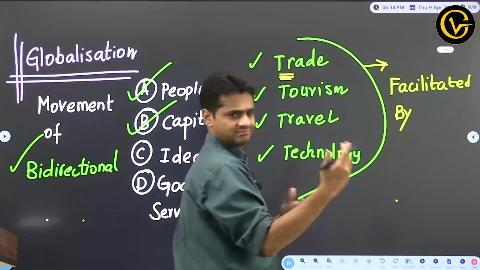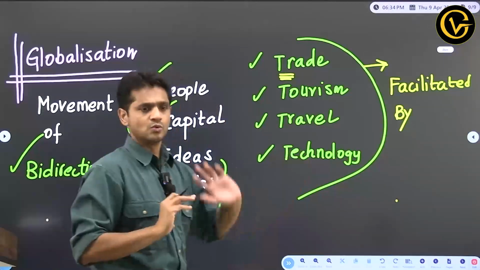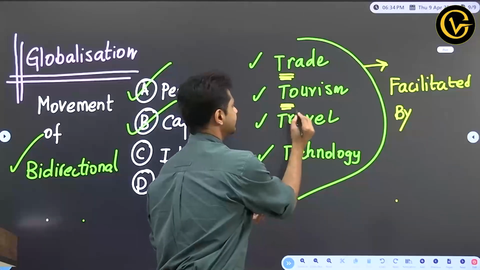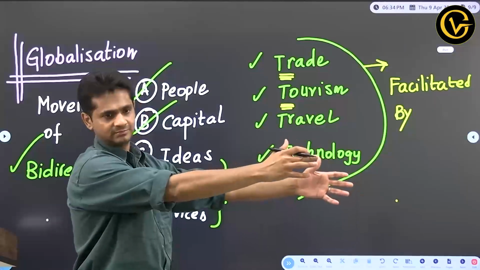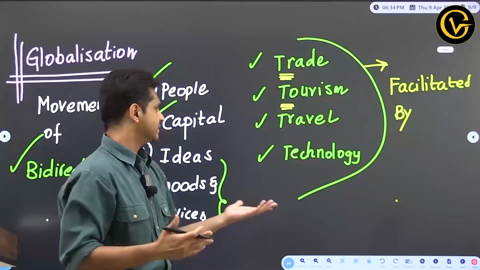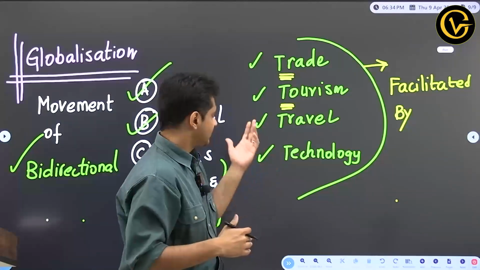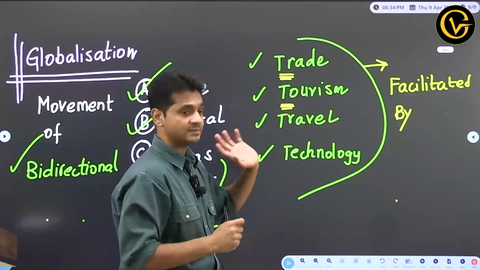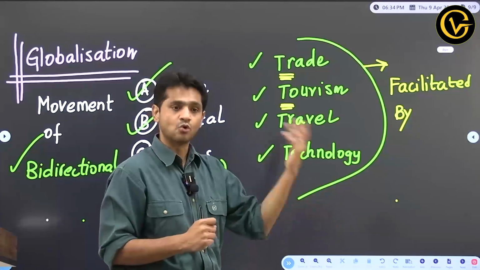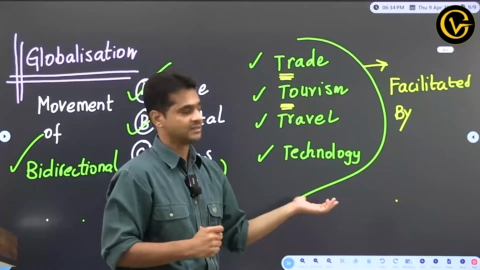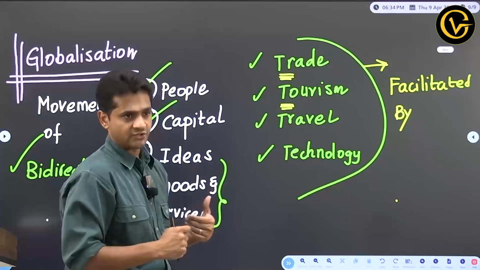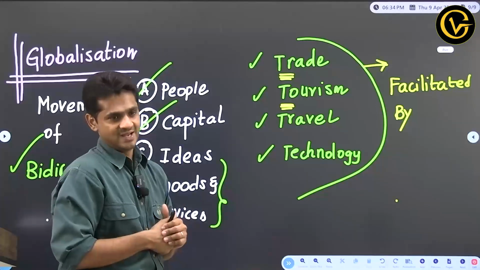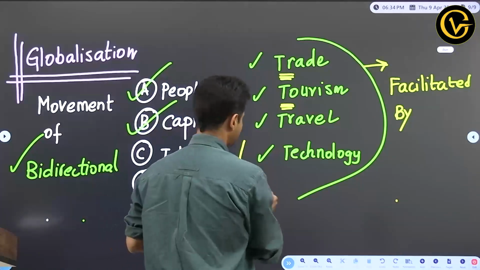You know trade? Because of trade only goods and services will go there. And tourism also is one. People move, money move because of tourism. Travel also. People travel, sometimes not for the tourism purposes, but sometimes people travel just to know about the other places, gain knowledge. So tourism, travel, trade, and even technology also. Technology also plays an important role.